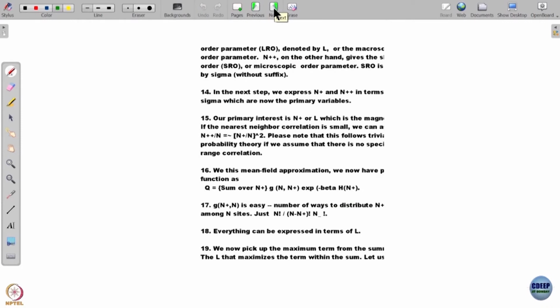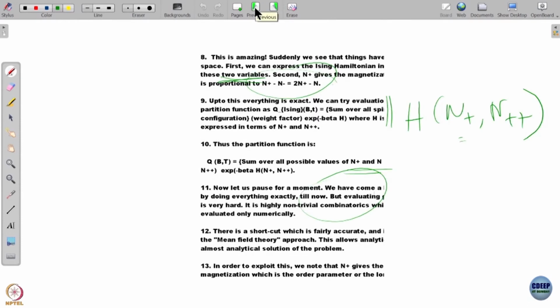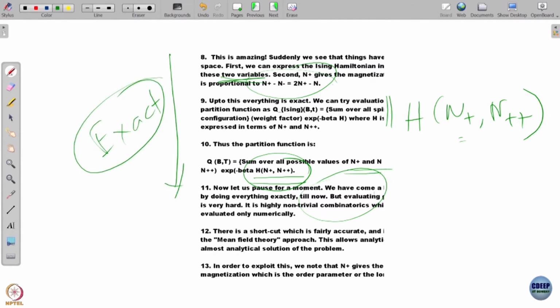Now, before I go to mean field theory, I just want to explain why I need the mean field theory. Okay. At this point everything is exact, and here we get stuck because we cannot evaluate the partition function with n plus and n plus plus. This is the main problem of the two-dimensional model, and the three-dimensional one, but this is where we will be able to make an approximation, a very enlightened approximation.